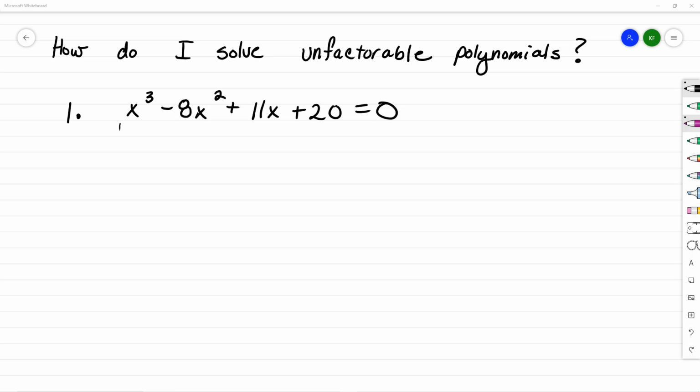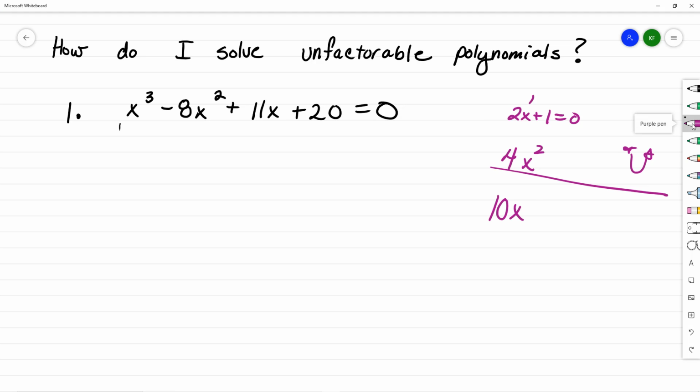Hey everybody, this is a video on how to solve unfactorable polynomials. So unfactorable, I just want to go over really fast. In your previous math experience, you solved linear equations, that's power 1, and then you went off to the next class and you learned how to solve power 2 equations, which are the quadratics. This class focuses on higher power solving.